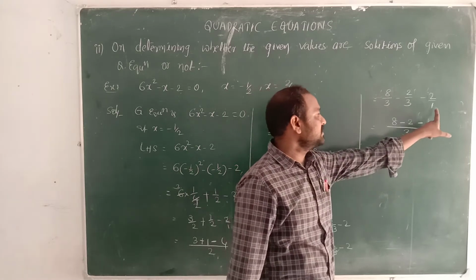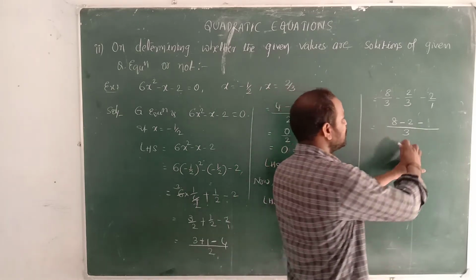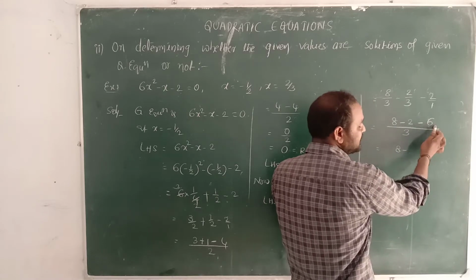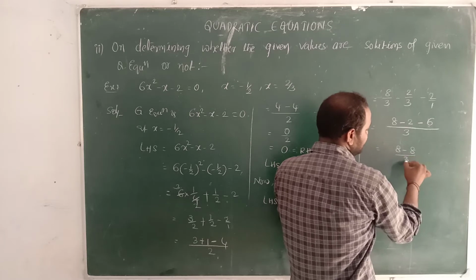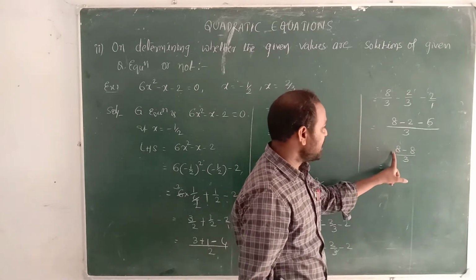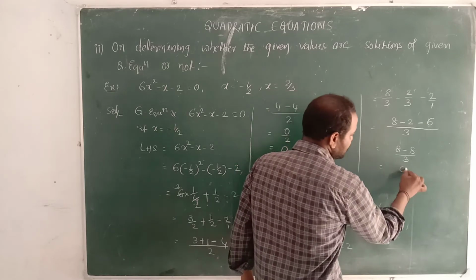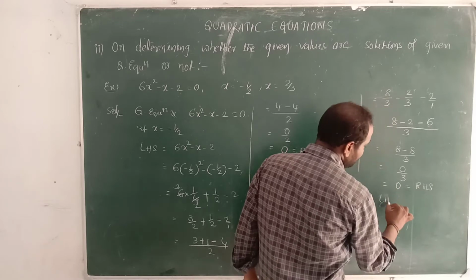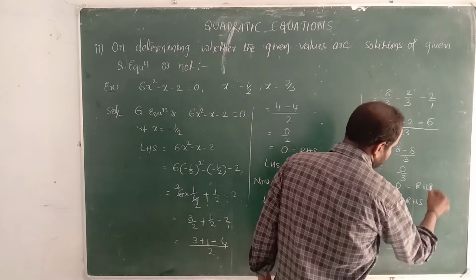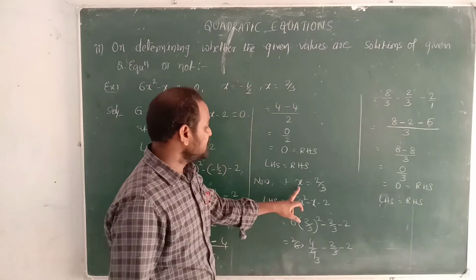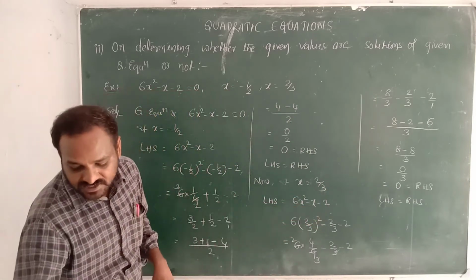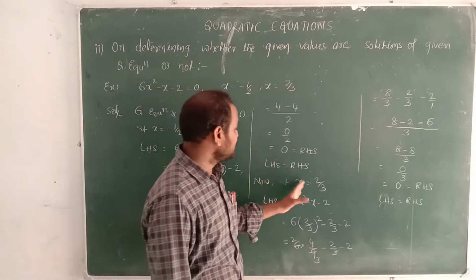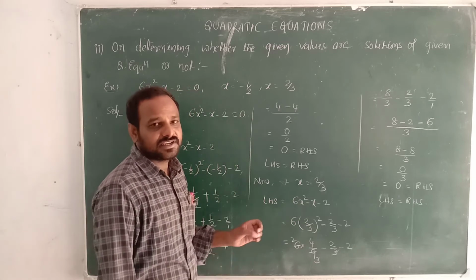So by doing cancellation, 1 3s are 3, so 3 2s are 6. So 8 minus 2 minus 6, it becomes minus 8 by 3. So by doing subtraction, 8 minus 8, 0. So 0 by 3 is equal to 0, which is equal to RHS. So here also we got LHS equal to RHS. So that is why at x is equal to 2 by 3 also, we got the result as how much? 0. That means 2 by 3 is also a solution for the given equation.